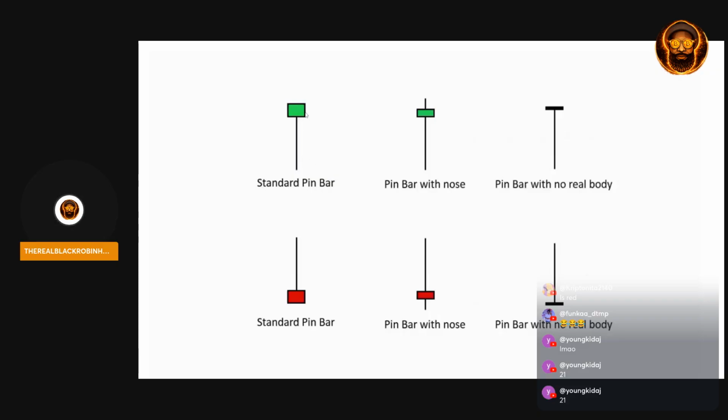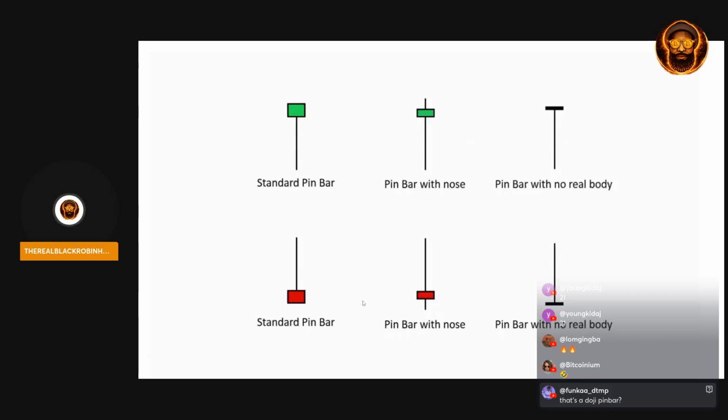It looks like a hammer, right? Then you have a pin bar with a nose. It still has the same effect, right? You can trade these the same way. You want to buy when the top breaks. Same thing. This is a pin bar with no real body, right? But it still has the same effect.